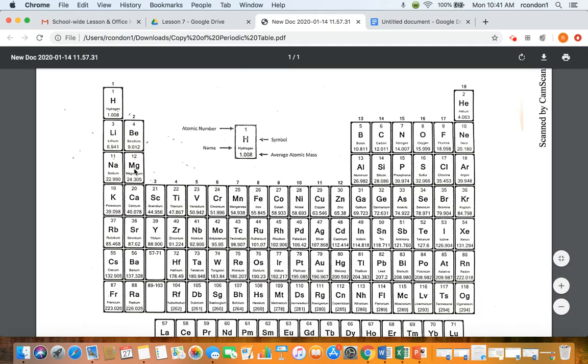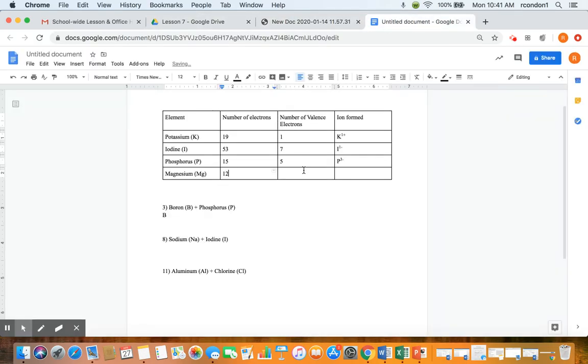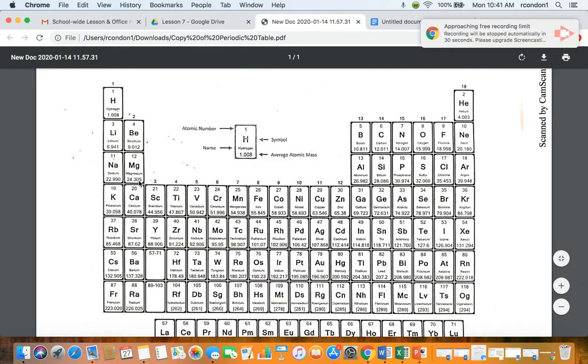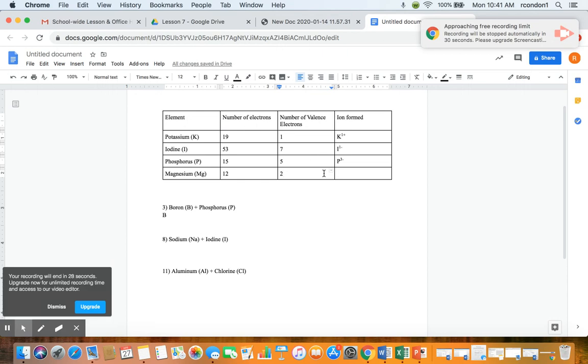And then lastly, for magnesium, let's go check that out. Magnesium is over here, 12 electrons. So magnesium 12 has 2 valence electrons, again because it's in this row. And then we're going to form Mg, and then it's going to be a +2 charge because it wants to get rid of those negative charges. 2+. There you go. I'm going to go over the crisscross method in the next video and show you a couple examples.